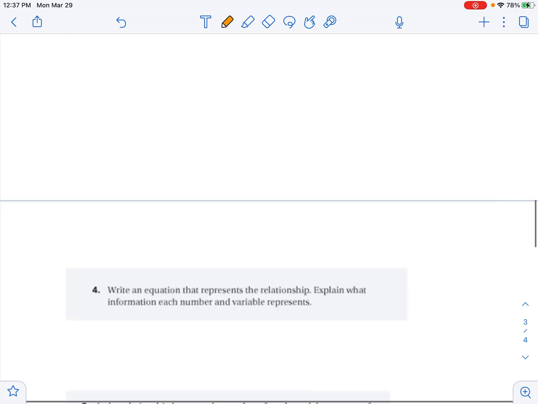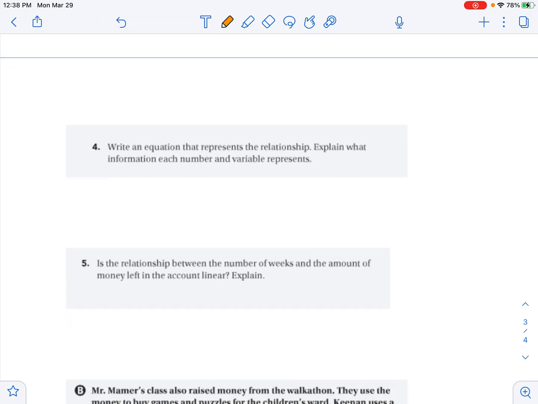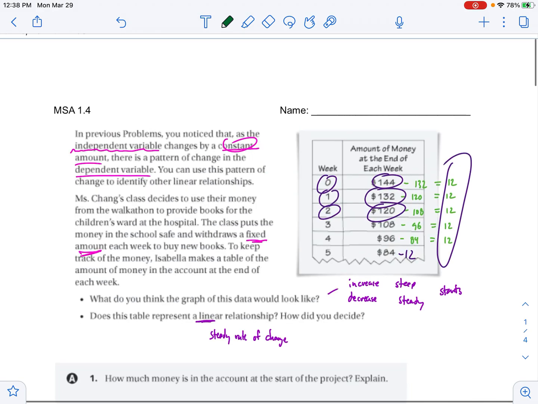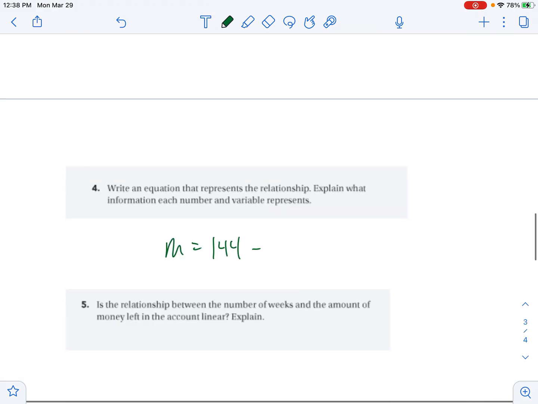Okay, so let's see what else is going on here. Write an equation for this situation. So the amount of money that we have in this situation, we started with $144, and we're not increasing this time. We're not gaining money. We're actually losing it, so it's going to be subtraction. And how much is it losing each time? Looks like it's losing $12 each time. So that's going to show up in my equation as $12 each week.